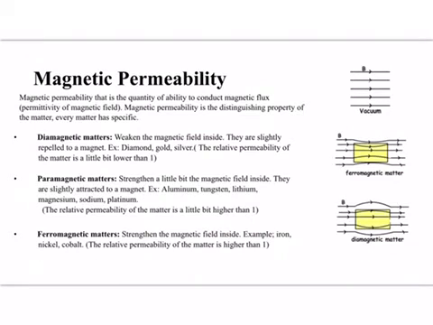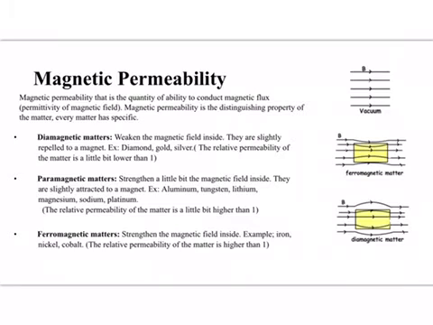Now let's examine the magnetic properties of materials. We have the term magnetic permeability. That is the quantity of ability to conduct magnetic flux. Magnetic permeability is a distinguishing property of matter, which means that every matter has a specific magnetic permeability. We group them in three categories.